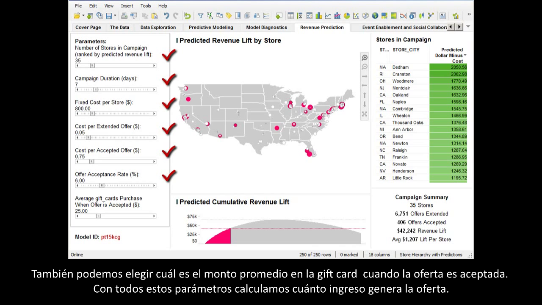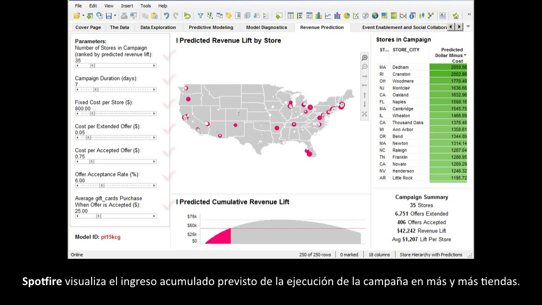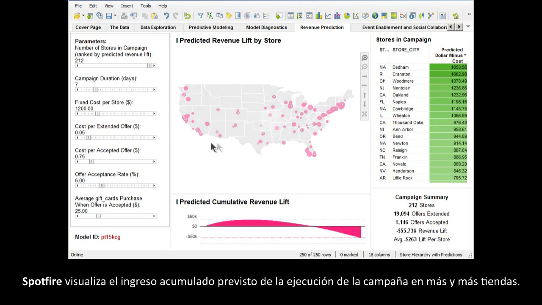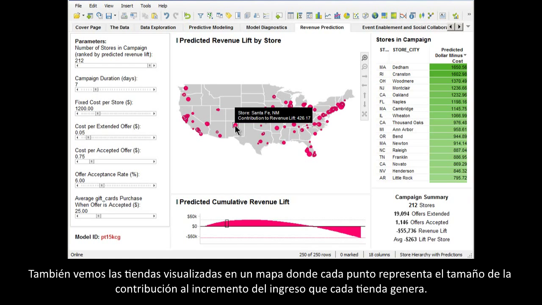We can also choose what the average purchase amount of the gift card is when the offer is accepted. All these parameters factor into how much revenue the offer generates. Spotfire visualizes the predicted cumulative revenue lift from running the campaign in more and more stores. We also see the stores visualized on a map. The size of each point represents the size of the contribution to revenue lift that the store generates.